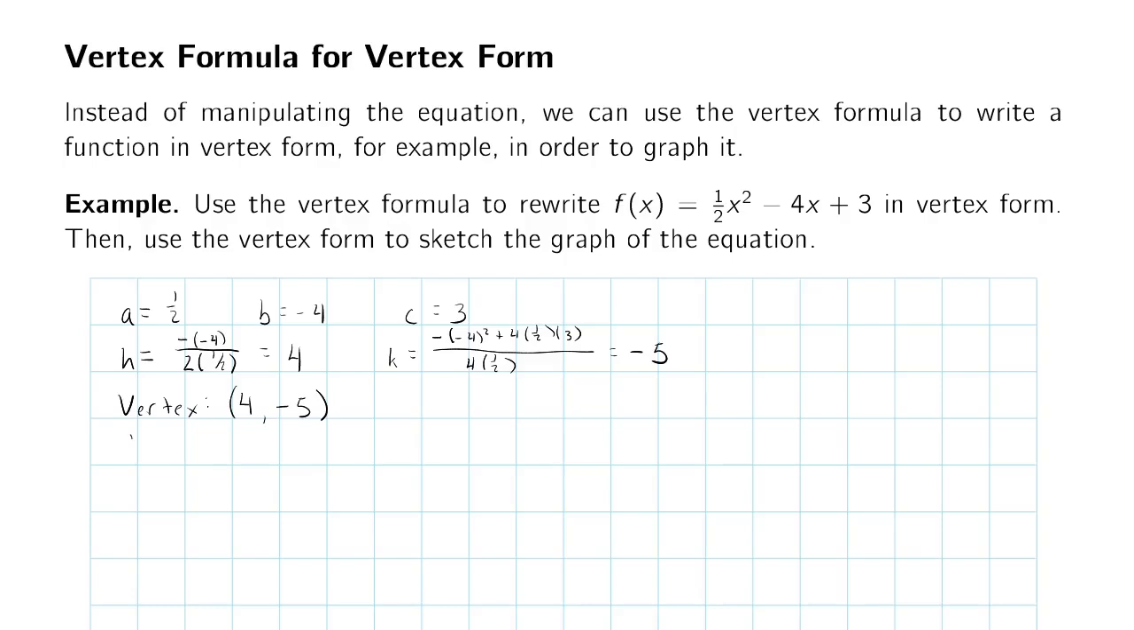In vertex form, we have f of x equals, the leading coefficient stays the same, so we'll keep a half, x minus 4 squared minus 5. So that's the vertex form of the given equation.